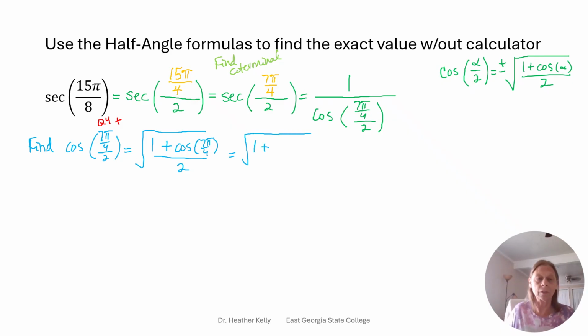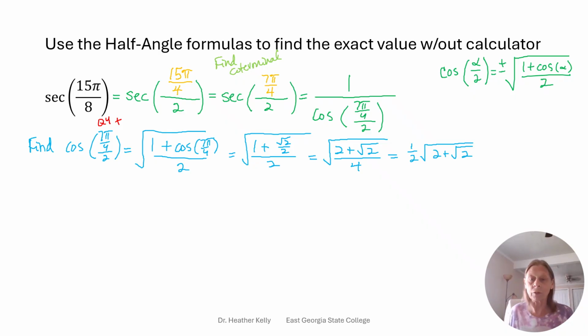1 plus, the reference angle to 7 pi over 4 is pi over 4, and the cosine of pi over 4 is square root of 2 over 2, all that over 2. So let's keep on going here and getting this all cleaned up. So this is 2 plus the square root of 2, all over 4, which we can write like this: 1/2 the square root of 2 plus the square root of 2.